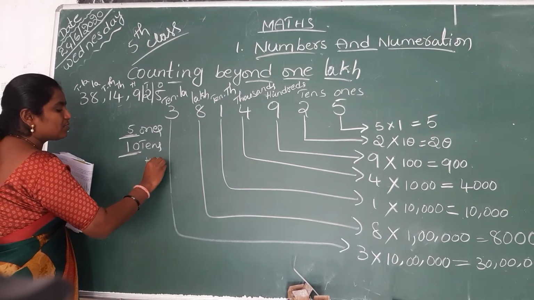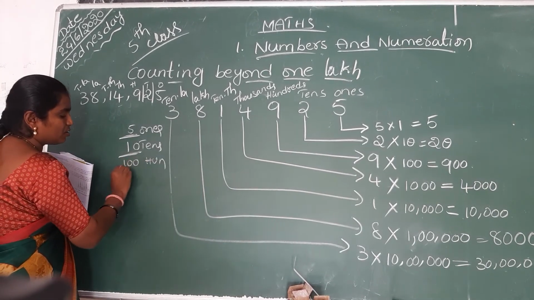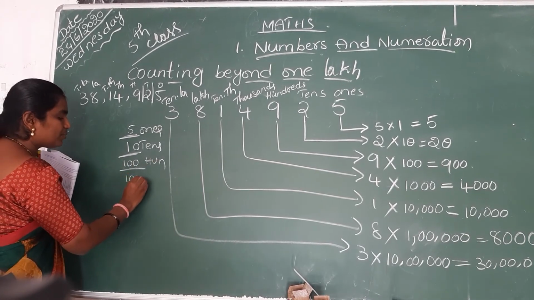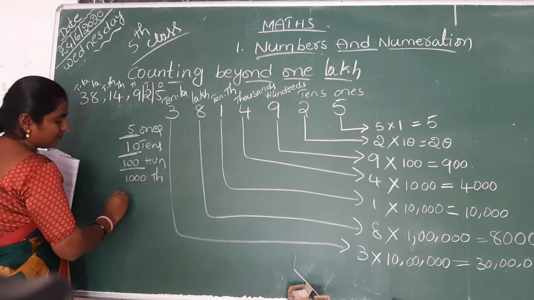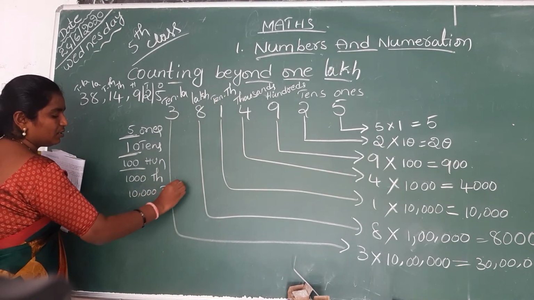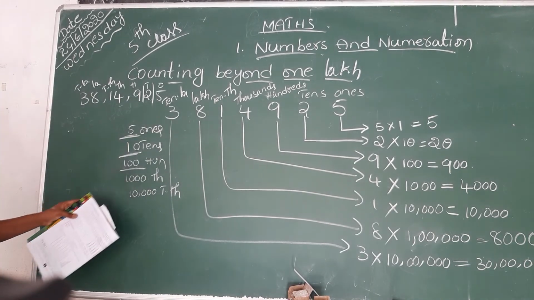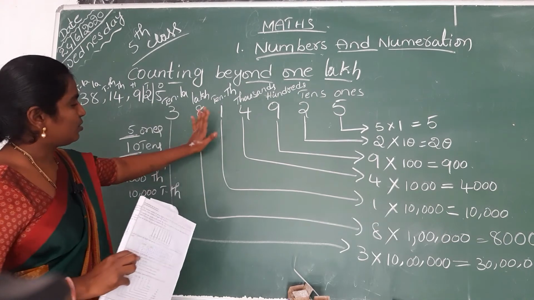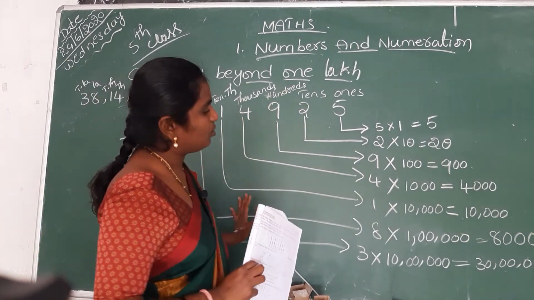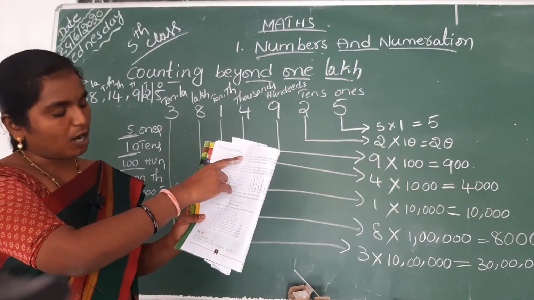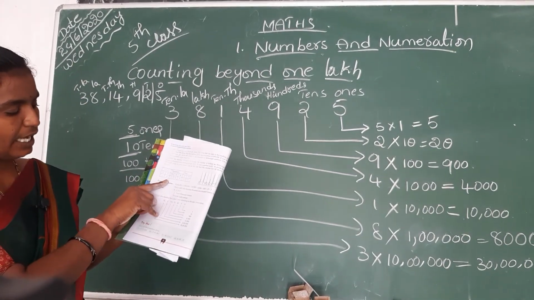Next 100's means, how will we write 100? 1 0 0. A 3 digit number means it is in hundreds place. Next 4 digits means it is in thousands place. 5 digits means it is in 10,000. So by counting the number of digits, we will write a place value. So here I have written place value of a number. Now I explained how to count a lakhs number or a 10 lakh number.